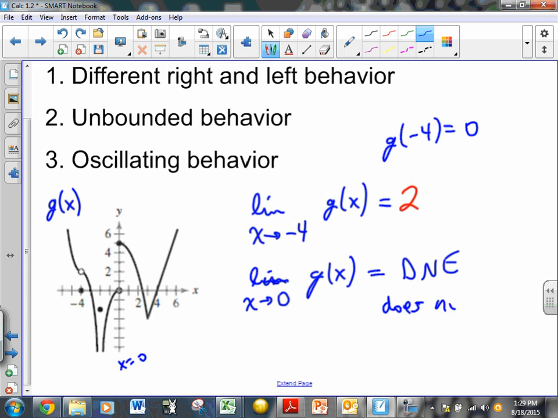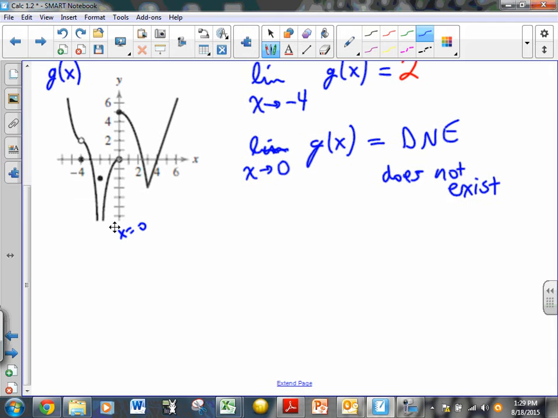And it's really that simple. We can write DNE. That is legal. You write DNE, we know what you're talking about. So different left and right behavior means the limit doesn't exist. Unbounded behavior looks something like this. If it's unbounded, it's either going up to positive infinity or down to negative infinity.